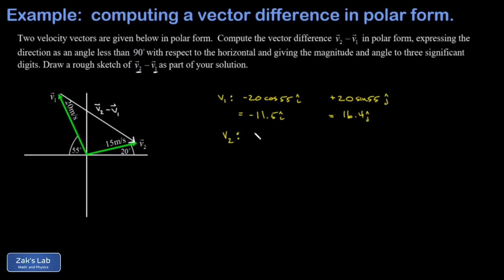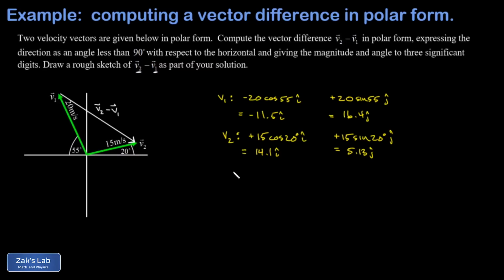Then we decompose v2. The x component is 15 cosine of 20 degrees i hat, and that's about 14.1 i hat. The y component is 15 sine 20 degrees j hat, and I get 5.13 j hat.